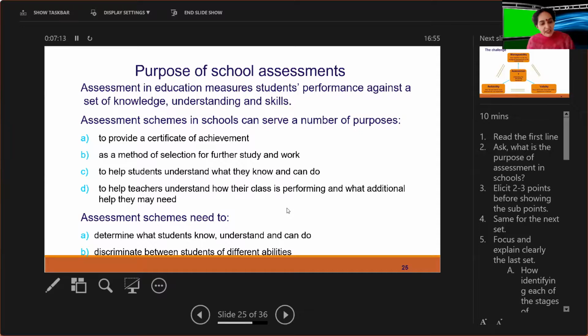So assessment schemes in schools would ideally determine what students know, understand, and can do, as well as discriminate between students of different abilities, so what we call differentiated learning.